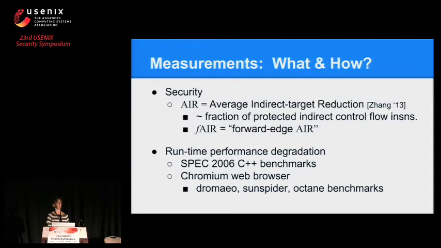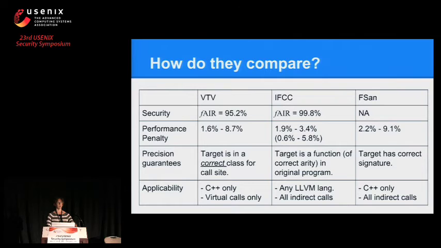So then we calculated the FAIR metric for both VTV and Ifcc on the Chromium web browser, which we compiled with our implementations. For the runtime performance degradation, we looked at the SPEC C++ 2006 benchmarks and also the Chromium web browser running standard browser benchmarks, Dromaeo, SunSpider, and Octane. And then, of course, we built the benchmarks with and without VTV and with and without Ifcc and looked at how they performed. And this table gives you an overall summary of how everything compared.